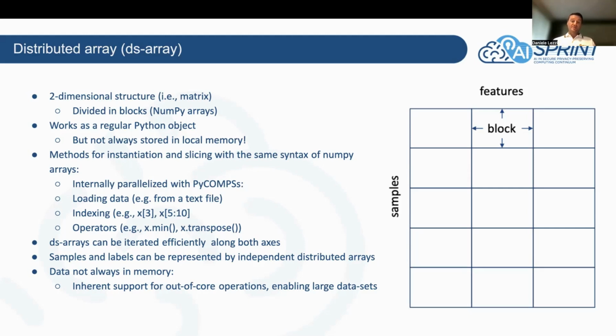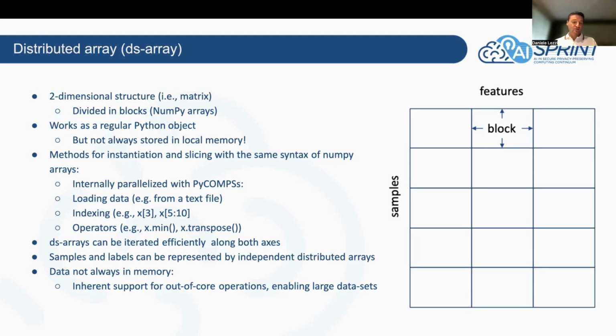We have several methods for instantiation and slicing, using the same syntax as NumPy. These methods include loading the data, for example, from a CSV text file, and indexing, so we can access a specific part of a ds-array. Then we have many operators to access and modify the data loaded in a distributed array. Also important is that these distributed arrays can be iterated efficiently along the axis, for example, different features or the samples in the data set. This is important because we can automatically provide PyCOMPSs iterators on this distributed set that, as I said before, is distributed in the nodes, to operate on a specific part of this array if needed.